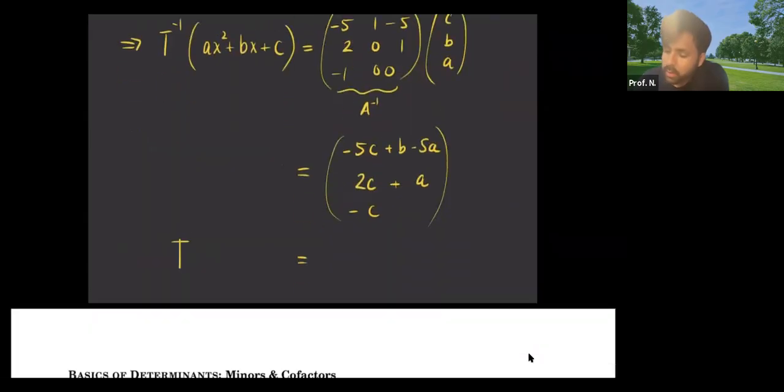So what does the inverse do to polynomials? The first coefficient of the polynomial will look like -5A plus B minus 5C. That would be the coefficient of x squared. No, pardon me. Sorry, the coefficient of x squared would be negative c, because we started from here. This is x squared, this is x, and this is constant. That's the way we defined it. So negative c here is the coefficient of my image x squared.